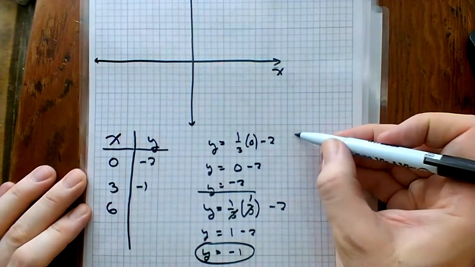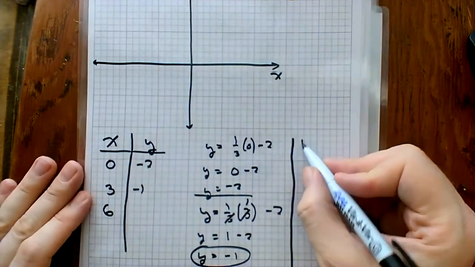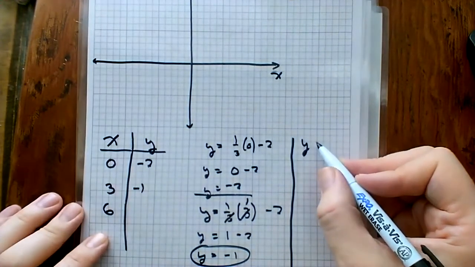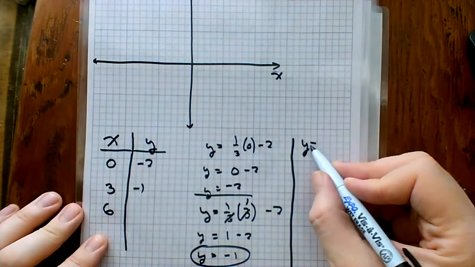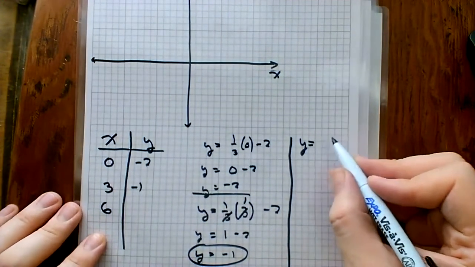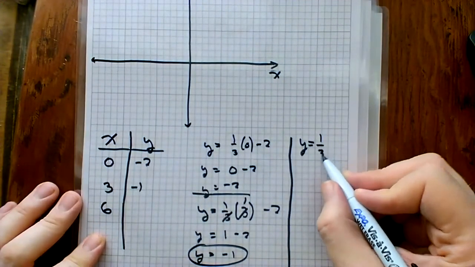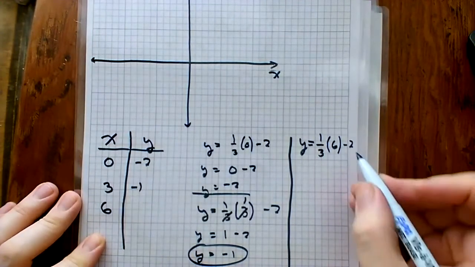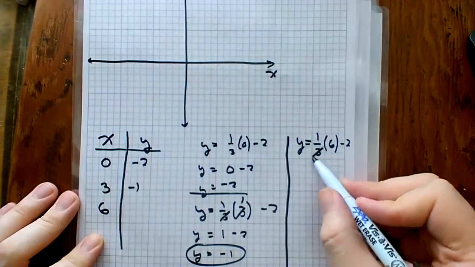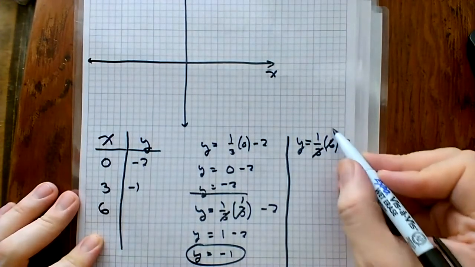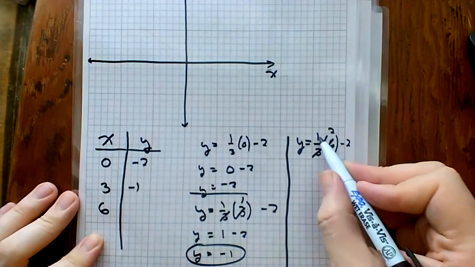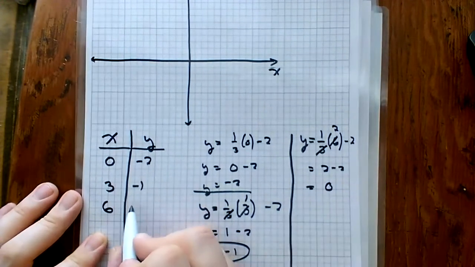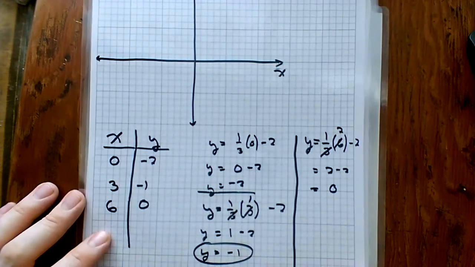What happens if I plug in x equals 6? So we're solving for the y, but we can set x equal to whatever we want to. It's a variable. It varies. So 1/3 times 6 minus 2. Well, 3 goes into 6. 1/3 of 6 is 2. Oh, 1 times 2 is 2. Oh, 2 minus 2 is 0. Sure enough, we found that 0 right there.